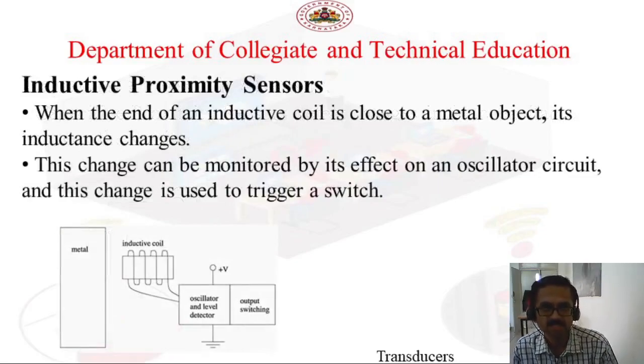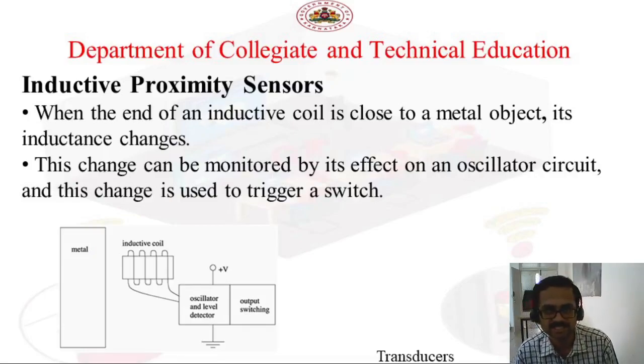Next, the inductive proximity sensor. It can be used to detect a metal object. When the end of an inductive coil is close to a metal object, its inductance changes, and this change can be monitored by its effect on an oscillator circuit, and this change is used to trigger a switch. So again, inductive can be used to detect only metallic objects.